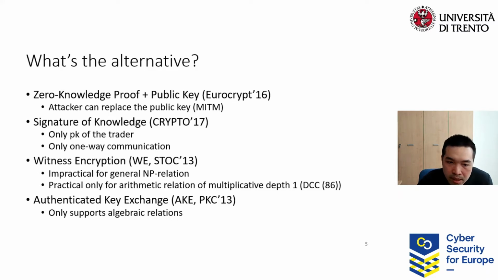A trader can also use witness encryption, in which the order can be encrypted with the required relation. But unfortunately, witness encryption is impractical for general NP relations, and practical witness encryption schemes only support arithmetic relations of multiplicative depth of 1. Another possible tool to use is authenticated key exchange, but it also supports only algebraic relations.